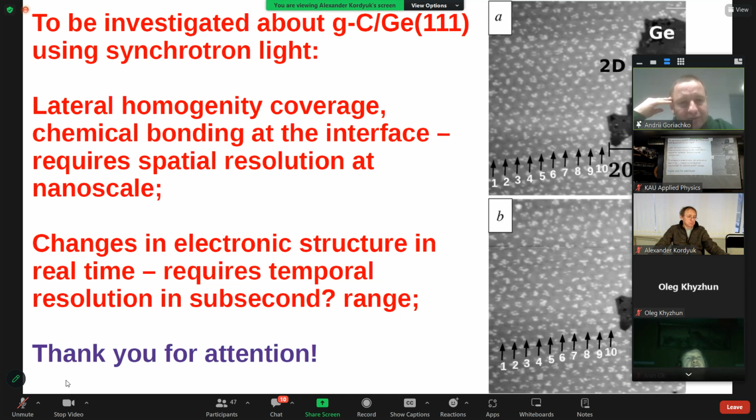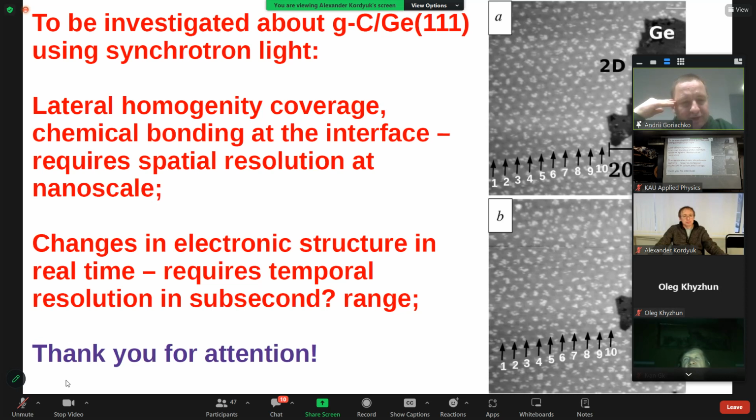So it would be extremely interesting to distinguish the bonding just within the very few layers, or within the upper atomic layer of this system, of this interface. But of course, it will also require spatial resolution at the nanoscale to differentiate between the covered and uncovered areas of the germanium substrate. So this is also where we can benefit from the synchrotron-based techniques.